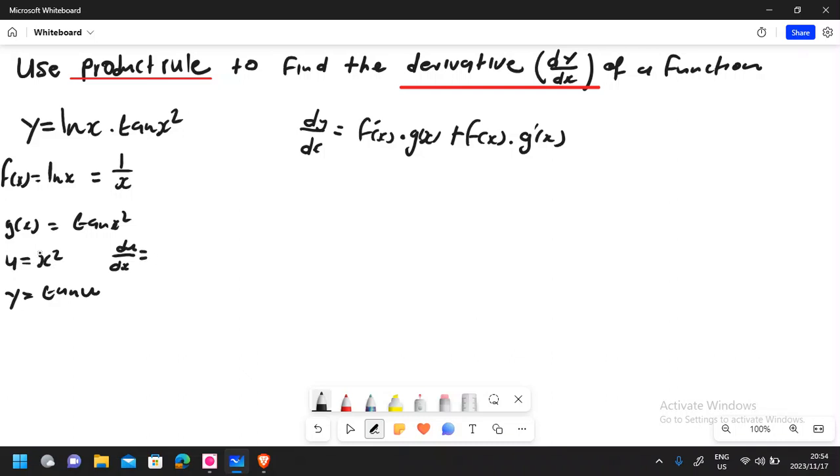So this one, it's a standard derivative. You know that this is going to be 2x. There we go. This is going to be 2x. That's so simple. And then what about this one?